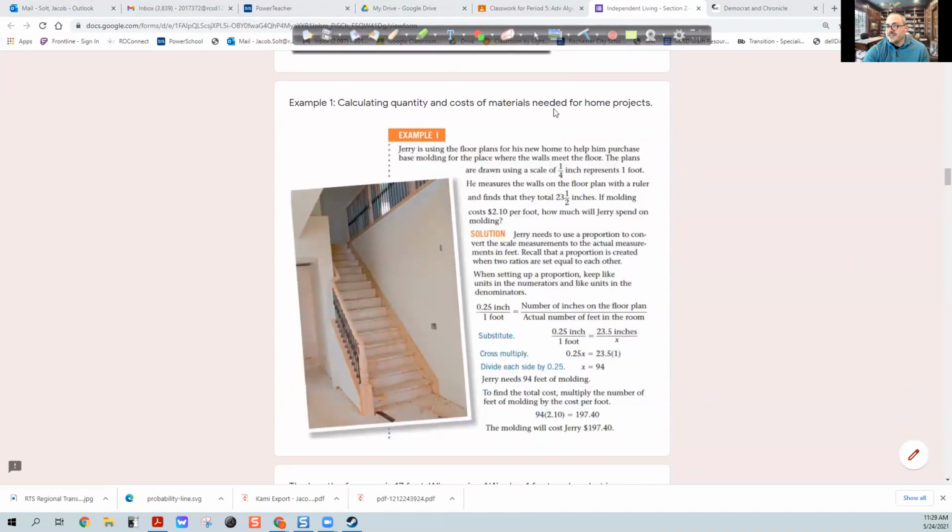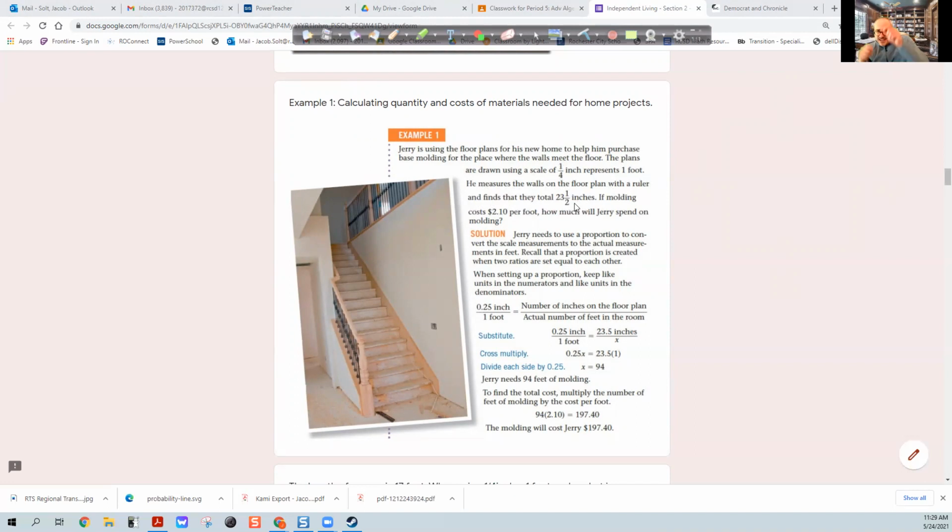Calculating the quantity and costs of materials needed for home projects. So we have Jerry here. Jerry is using the floor plan for his new home to help him purchase base molding for the place where the walls meet the floor. The plans are drawn using a scale of 1/4 inch represents 1 foot. He measures the walls on the floor plan with a ruler and finds they total 23.5 inches.